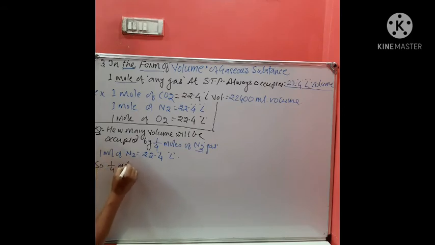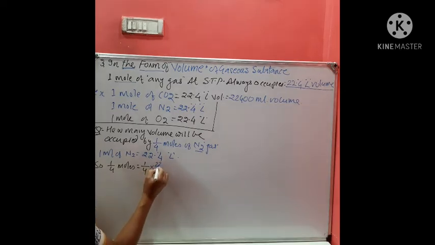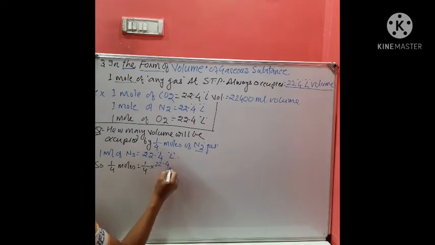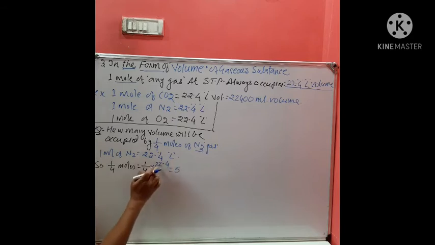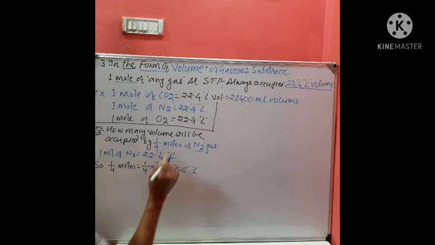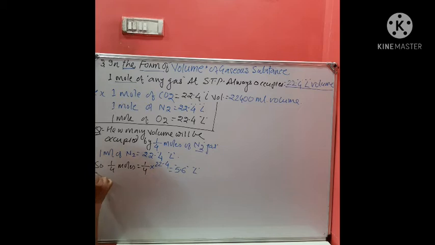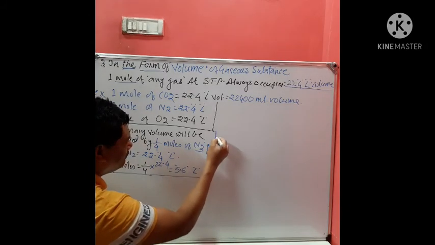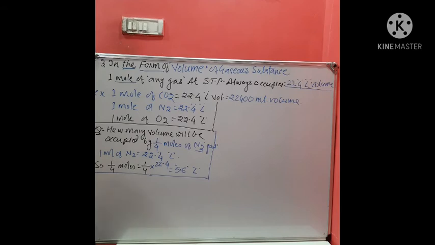So 1/4 moles is equal to, you simply multiply, 1/4 multiplied by 22.4, is equal to 5.6 liter. So 1/4 mole will occupy 5.6 liter volume. Getting? So in this way you can solve the question. Now let's check some questions related to relations establishment.